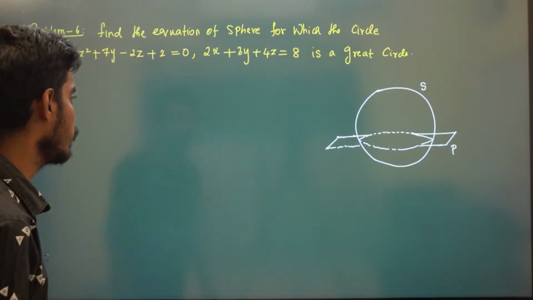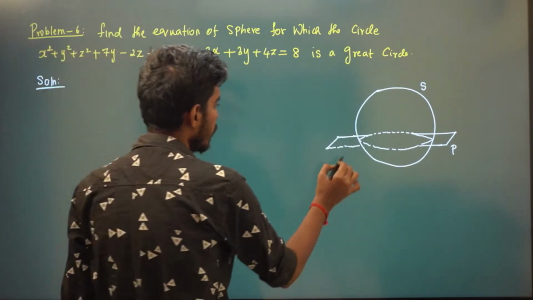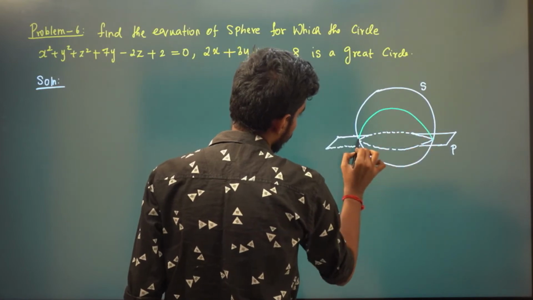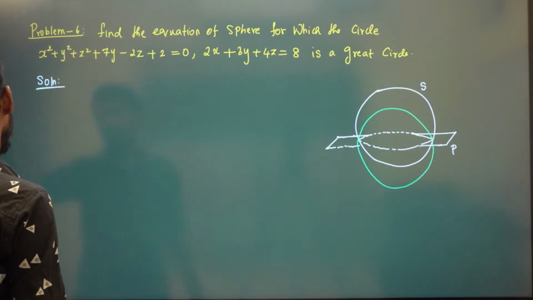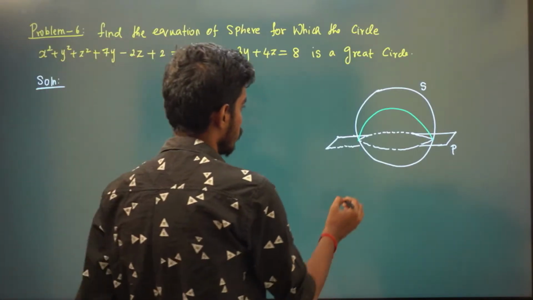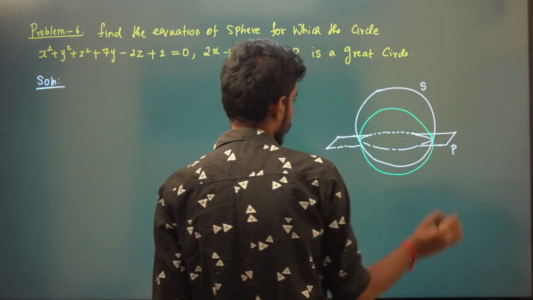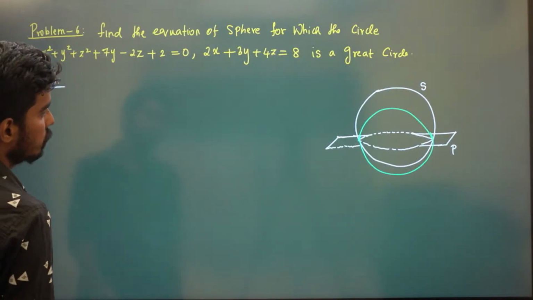Okay, so first what we need to find is an equation of a sphere for which this has to be a great circle. So we need to find a sphere for which this has to be a great circle. So what is the equation of the required sphere?